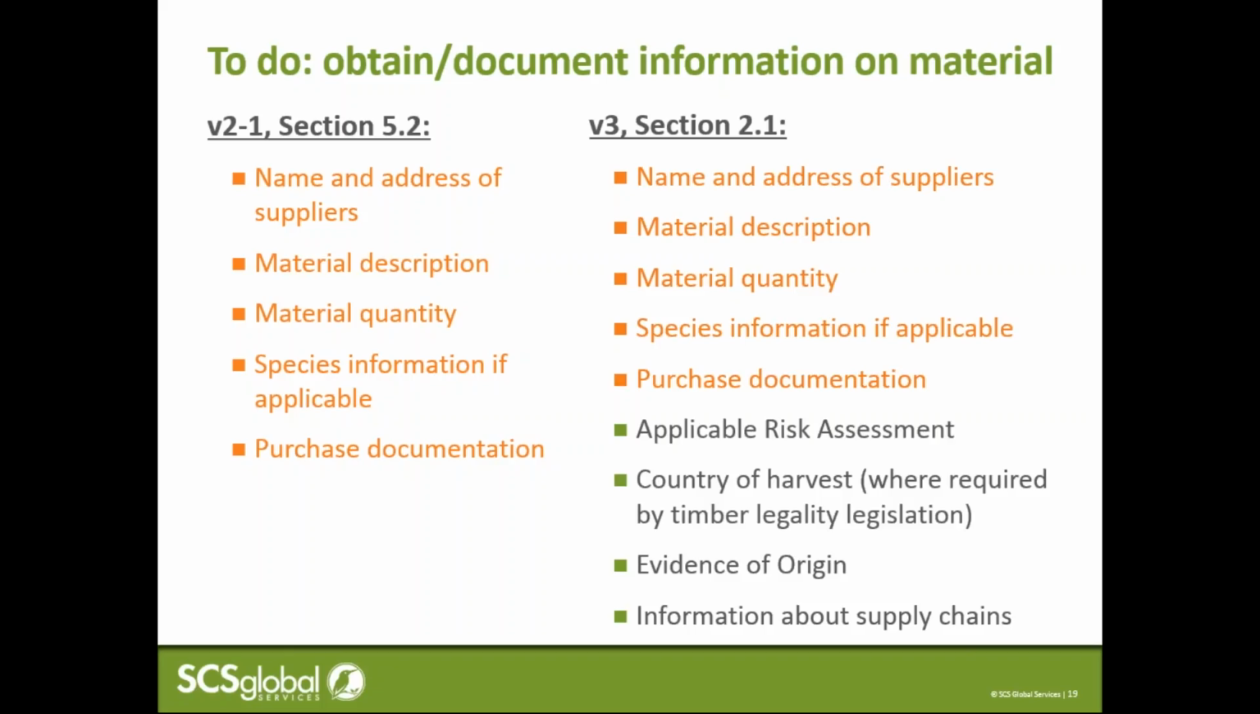Additionally, for version 3 of the standard, you will need to obtain, document, and maintain the applicable risk assessment, which you already have. You will also need to obtain and document the country of harvest and obtain and maintain evidence of the origin of material. As previously mentioned, the requirement to obtain and maintain evidence of the origin of material is not new to the standard, as it was also a fundamental requirement of the old standard. And lastly, you will need to obtain, document, and maintain information about supply chains.